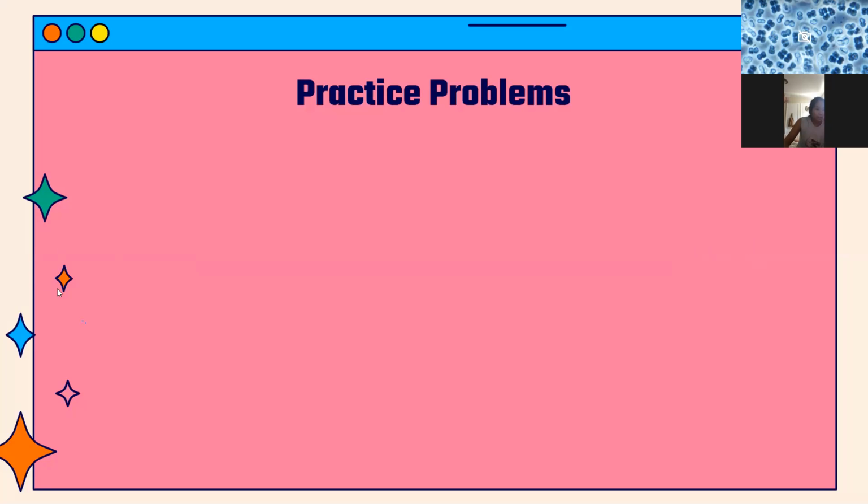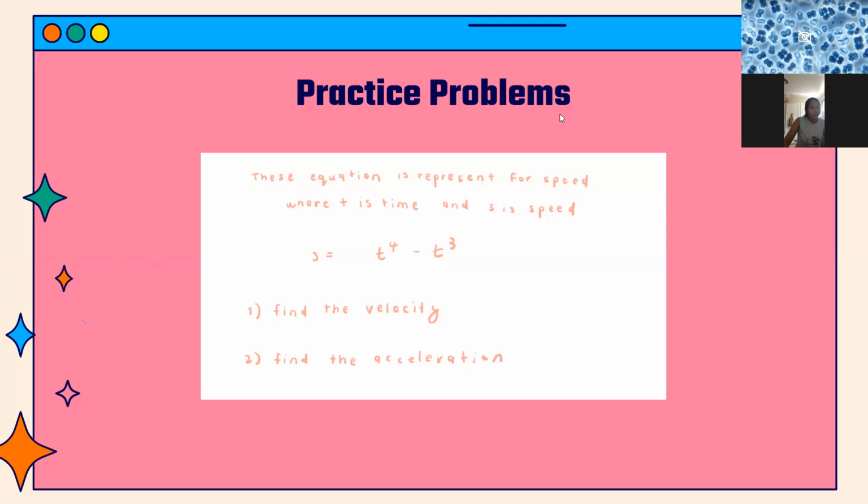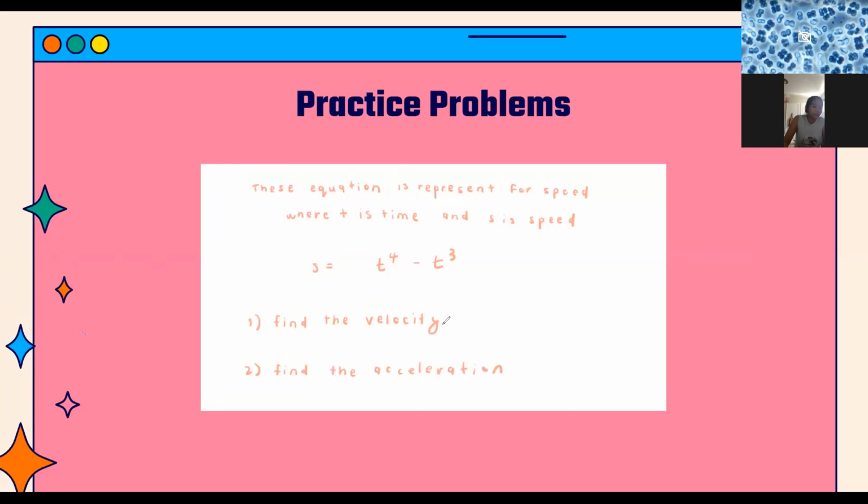So how you find the velocity and the acceleration from an equation is just, we have the original equation, right? Then if you take the derivative once, the first time, you get velocity. And if you take the derivative of that, so if you take the derivative two times, you get acceleration, right?